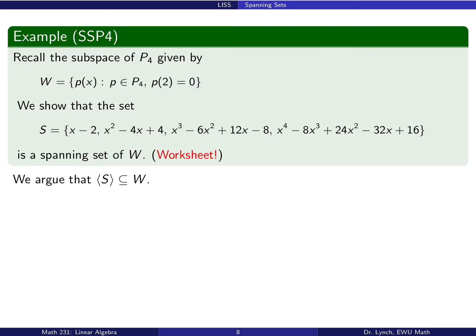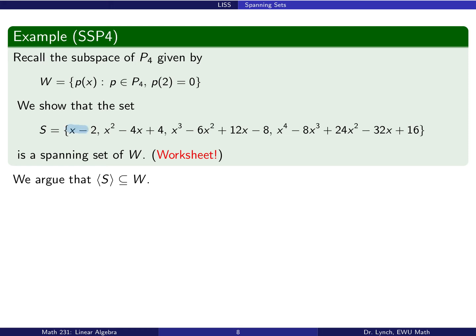So I'll let you work this out on the worksheet, but we'll sort of walk through it together. We're going to show that this set S is a spanning set of the subspace W we talked about last time, right? So this subspace W is the subspace of P4 where all of the polynomials, when you plug in 2, you get out 0.